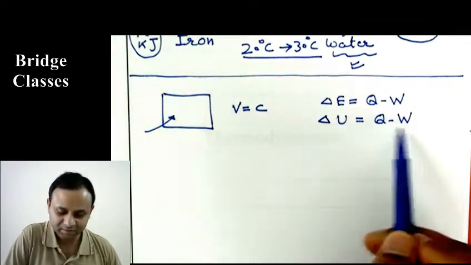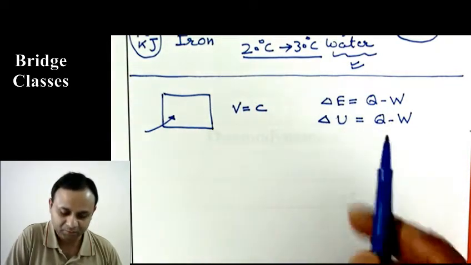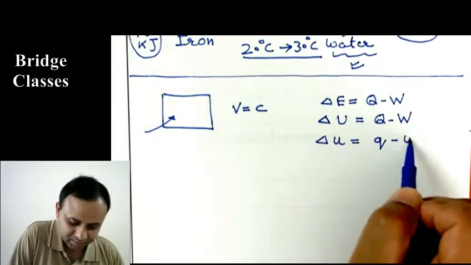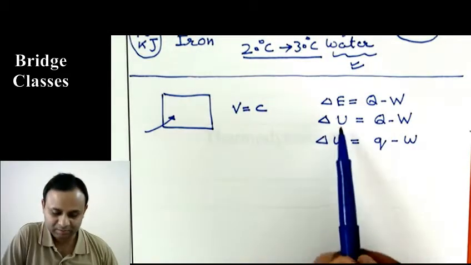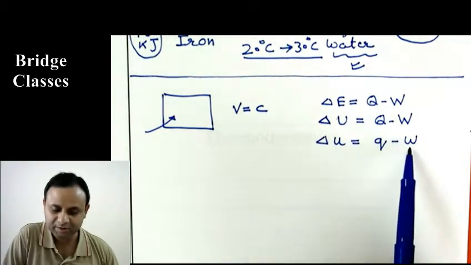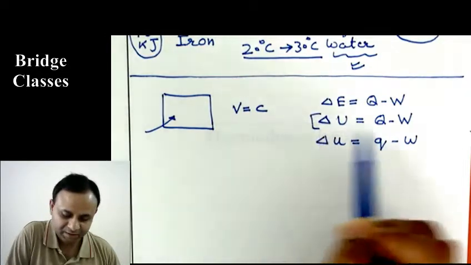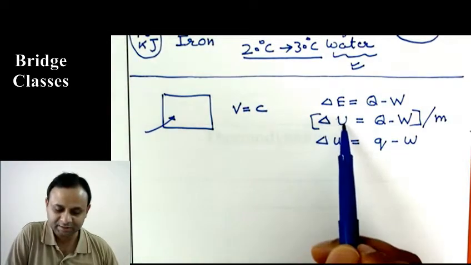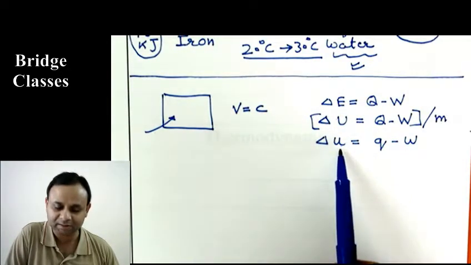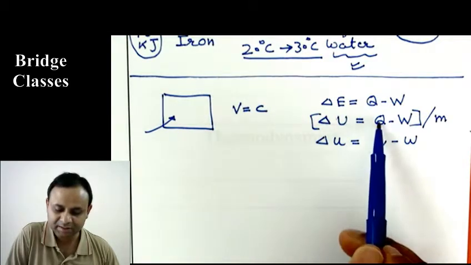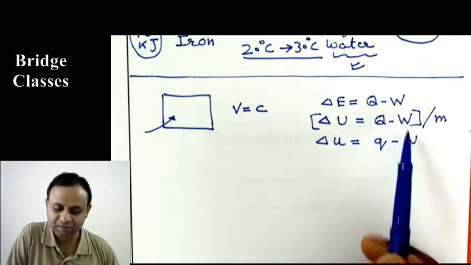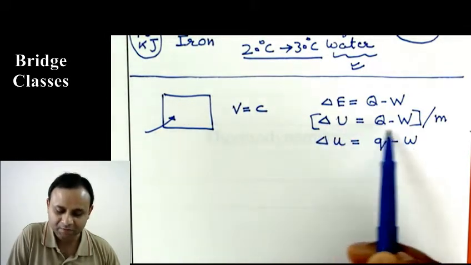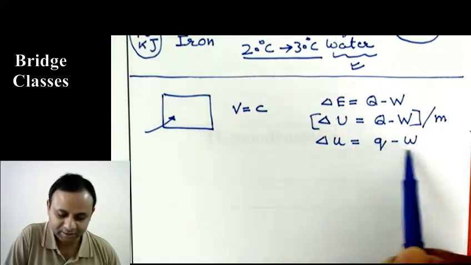So this is the equation in the integral form. We can also write it as delta u equals q minus w. Okay, so these are uppercase symbols and these are lowercase symbols. The difference is we divided this equation by the mass of the system. So this change in internal energy becomes change in specific internal energy, and this q is heat transfer per unit mass. This is work transfer per unit mass. So we have to be consistent. Either everything is lowercase or everything is uppercase. So this is the integral form of the equation.